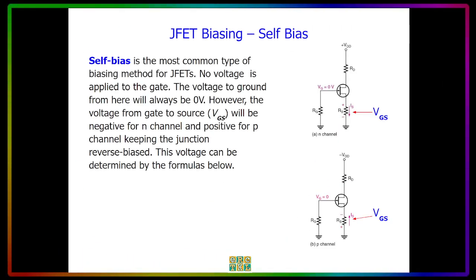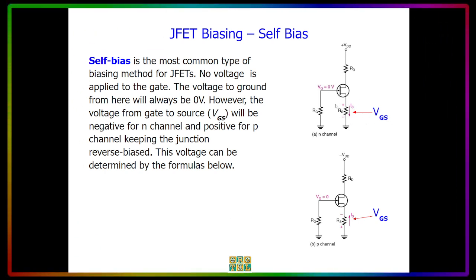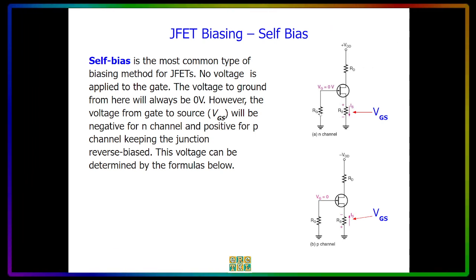Now, when we say self-bias, this is the most common type of biasing method for JFET, and no voltage is applied in the gate, and the voltage to ground from here will be 0. However, the voltage VGS or the gate to source voltage will be negative for the N channel and positive for the P channel, keeping the junction reverse biased. The voltage can be determined by the formulas below. So ID is equal to IS for all JFET circuits.